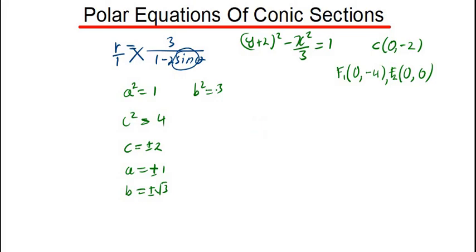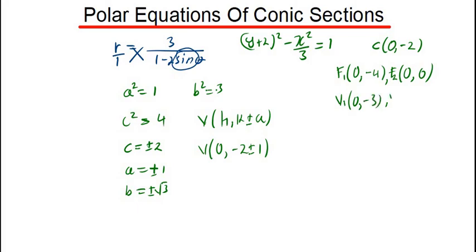So what about the vertices? The vertices have the coordinates h comma k plus or minus a. Your h is 0, your k is -2, plus or minus a, which is 1. So that's going to be v1 at 0 comma -3, that would be -2 minus 1. Then v2 at 0 comma -1, that would be -2 plus 1.